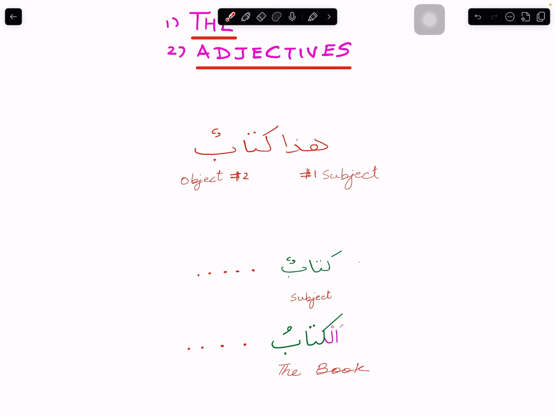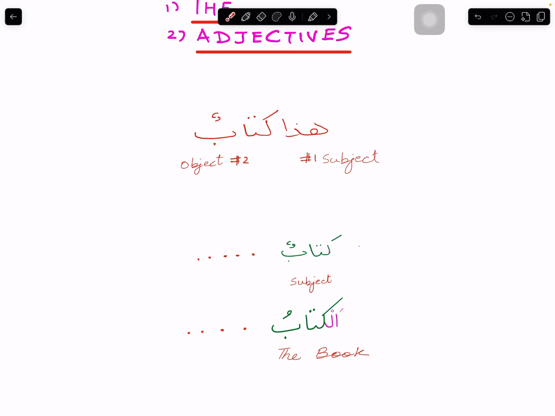The book is big. The book is small. In this case, I'm referring to the book which could be in a previous sentence. If you are reading a story, for example, and somebody's talking about something, later on you don't say the word again, you just say "the", meaning the one I was talking about.